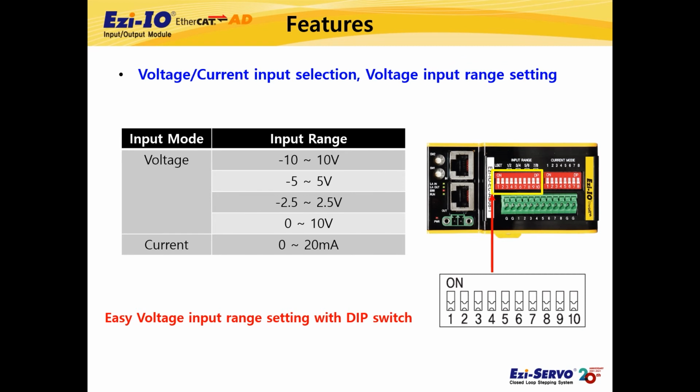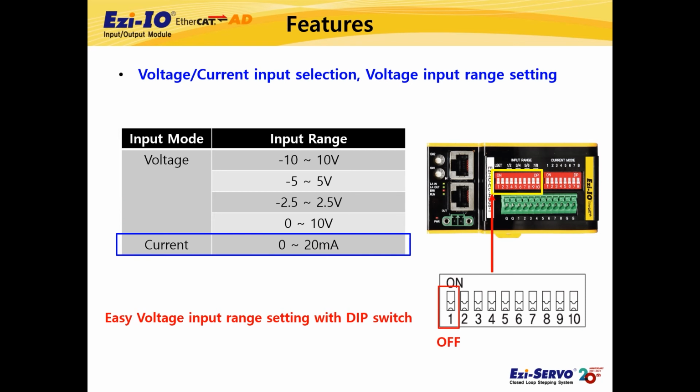For the voltage input range, there are 4 settings: -10 to 10 volt, -5 to 5 volt, -2.5 to 2.5 volt, and 0 to 10 volt. When using current input mode, set number 1 of the input range setting switch to off to set SDO communication, and the current input range is 0 to 20 mA.